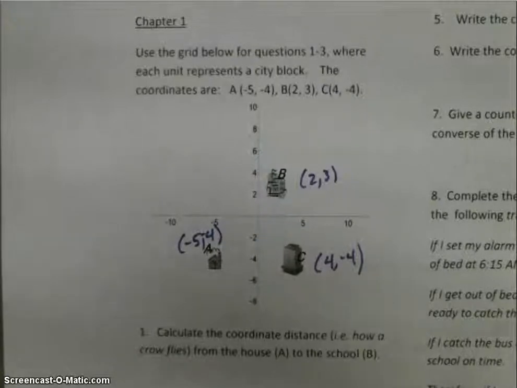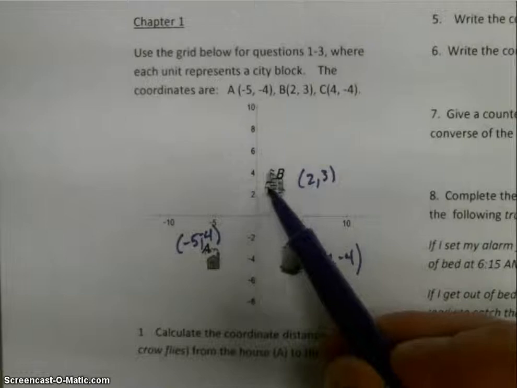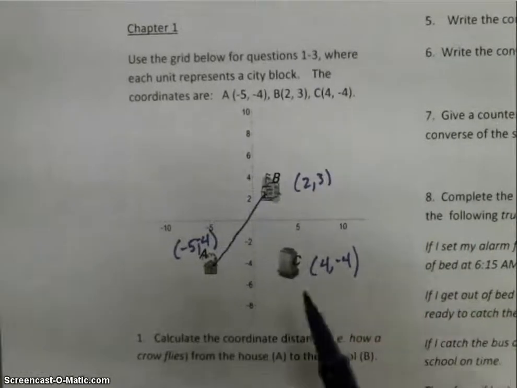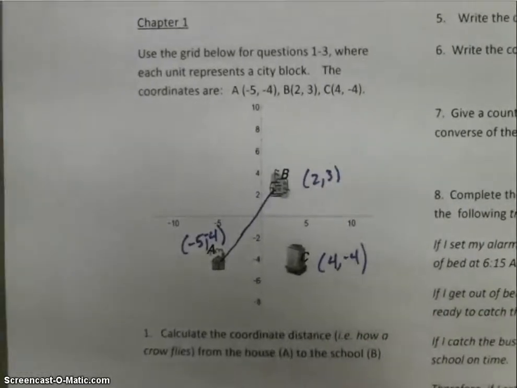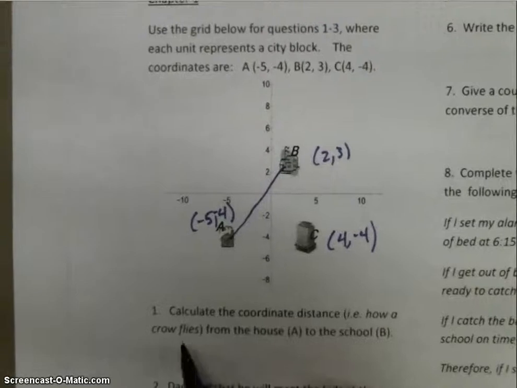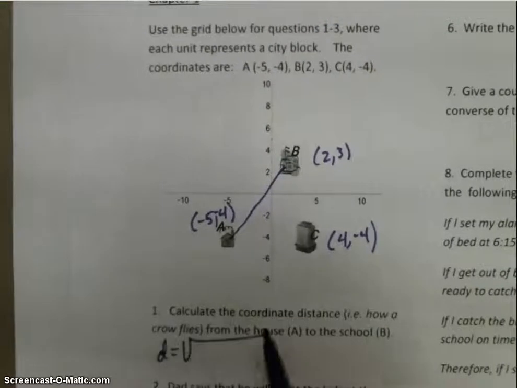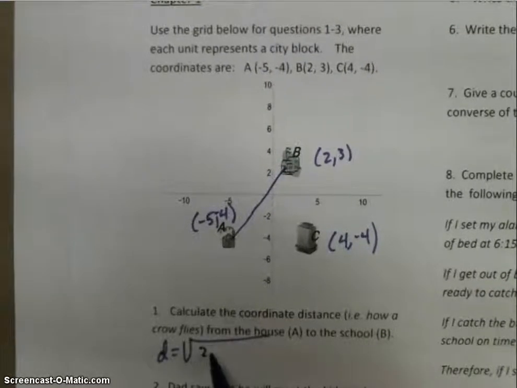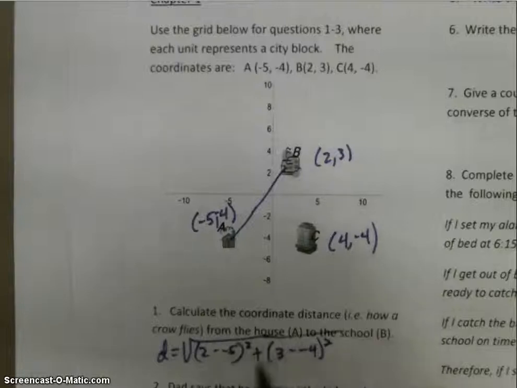Here we are, we're looking at the first quarter review. Question number 1 says, calculate the coordinate distance, how the crow flies, between the house A and the school B. So our distance is going to be between these two spots. If we have our distance formula, I'm going to plug in distance is equal to the square root of x2 minus x1 squared plus y2 minus y1 quantity squared.